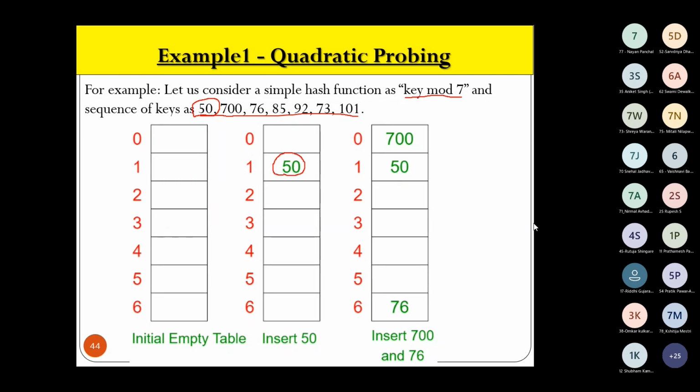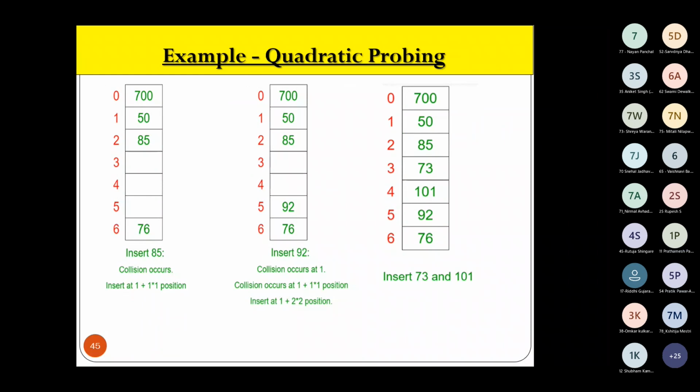Okay, tell me what is the content of your hash table? Yes, 50 is located at 1, 700 at 0, 76 at 6, 85 at 2, then 92 at 3, then next 73 at 4, and 101 at the fifth location. Is it index 5 or 4? Yes, ma'am.